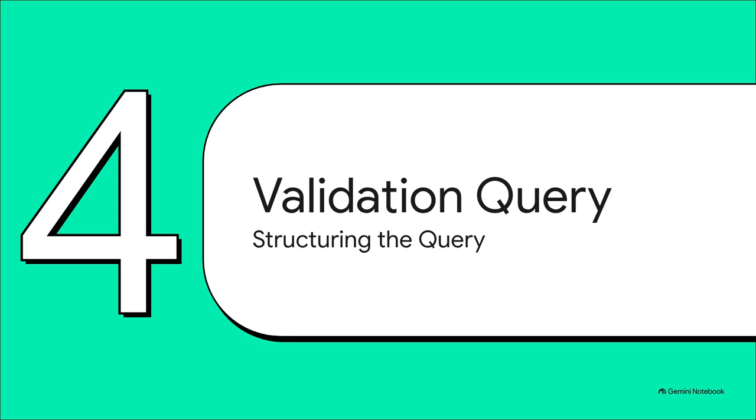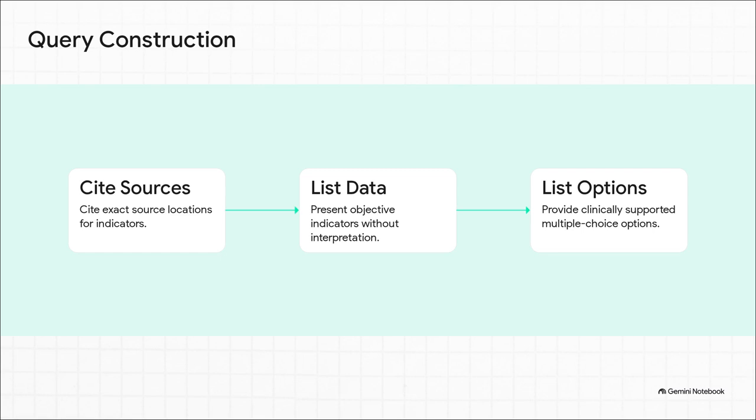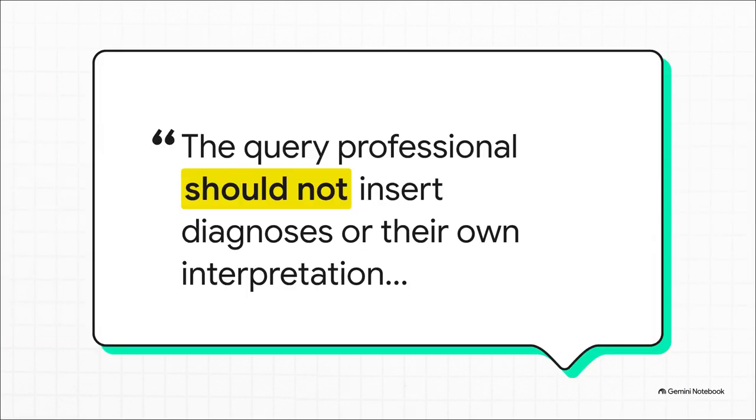Section 4. Structuring the validation query. To bridge the gap between a vague note about mild heart strain and a concrete validated diagnosis, we have to rely on a very strict 3-step process. Step 1. Cite exactly where the evidence lives in the chart, like cardiology consult dated August 4th. Step 2. Present the objective indicators exactly as they are written. And Step 3. Provide a multiple choice list that covers the entire spectrum of clinical possibilities. And this brings us to a golden rule in the 2026 guidelines.